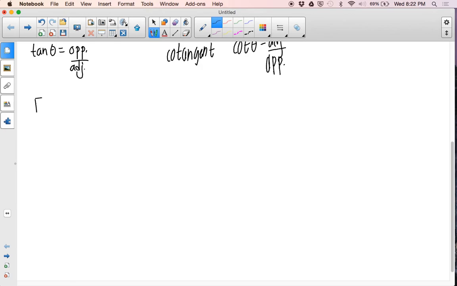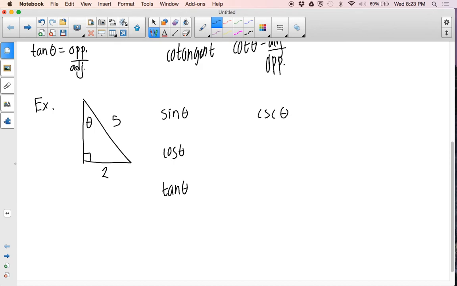So let's say I give you a triangle like this, and let's say this is my theta up top, and I call this 5, and I call this, no, let's call that 6. Actually, I can't call it 6. Let's do 2 here. And I want to find all of my 6 trig functions for this angle theta. So I need to find sine theta, cosine theta, tangent theta, cosecant of theta, secant of theta, and cotangent of theta. So in order to find all of these, I need this third side here.